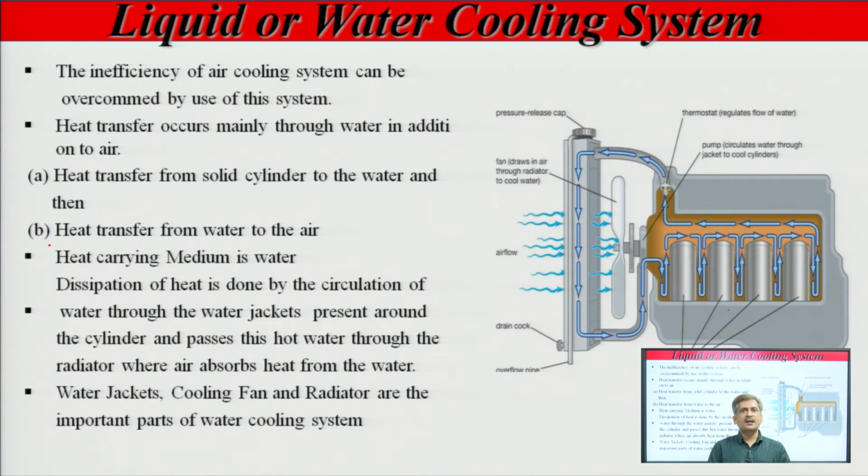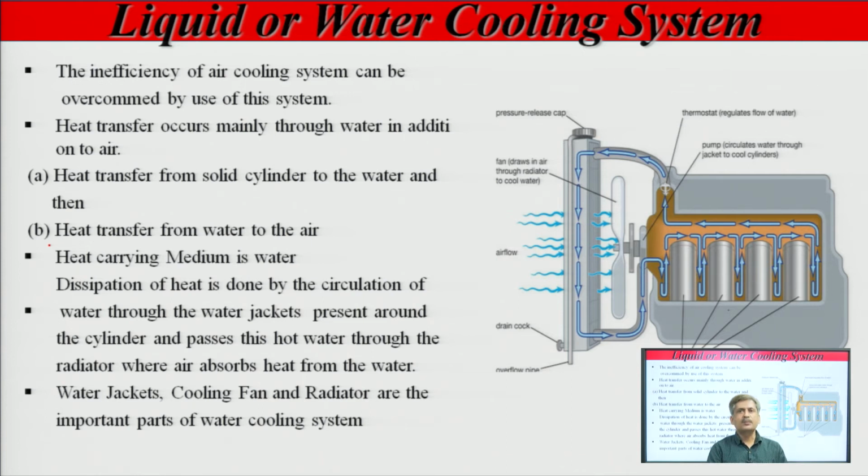Heat transfer occurs mainly through water in addition to the air, and this heat transfer is mixed: from the solid cylinder to water and then from water to air. The heat carrying medium is water. Dissipation of heat is done by circulating water through the water jackets present around the cylinder and passing this hot water through the radiator, where air absorbs heat from the water. Water jackets, cooling fan and radiator are the important parts of the cooling system.